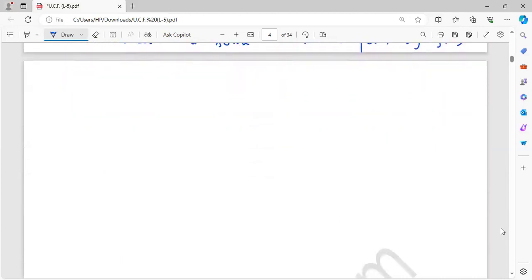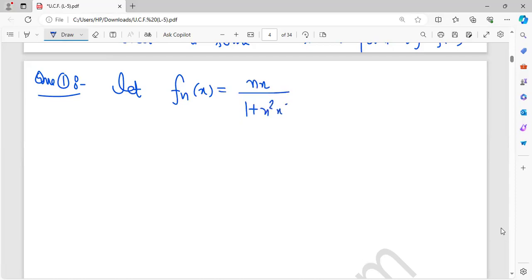So what is the first question? You see this question. Let fn(x) be equal to nx upon 1 plus n square x square.